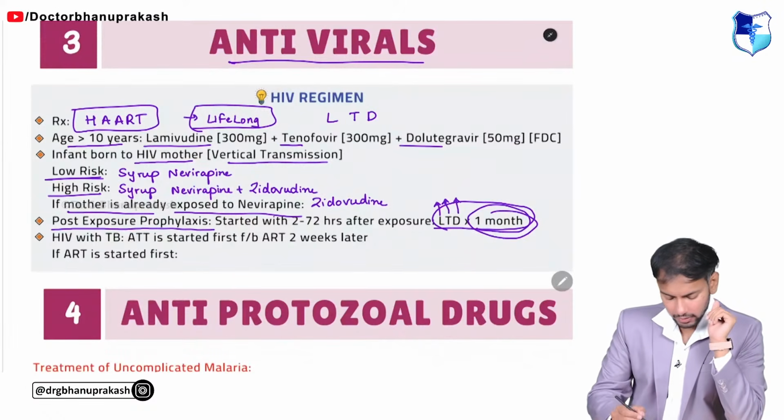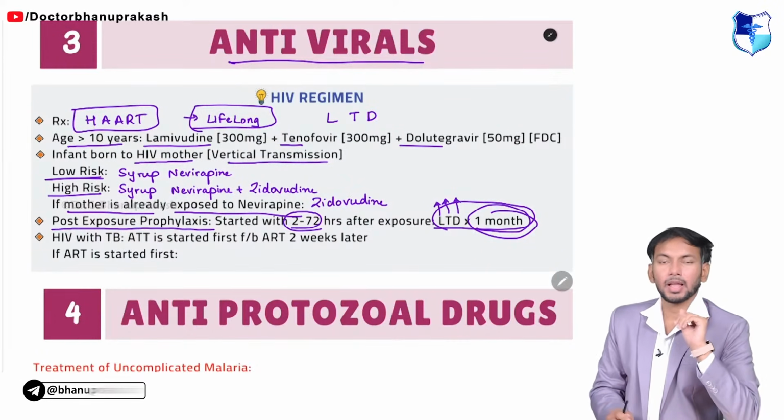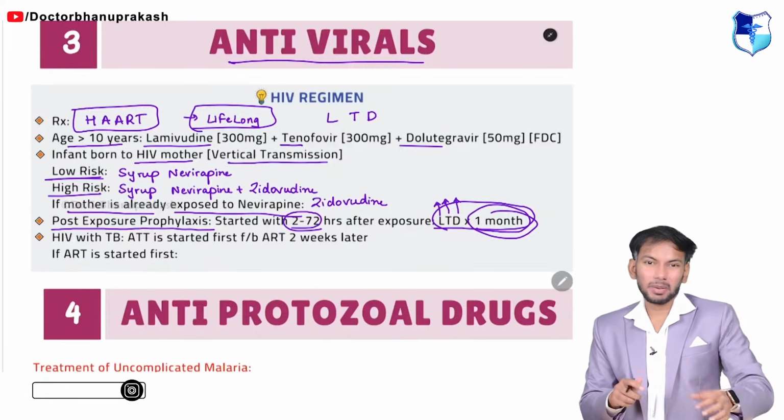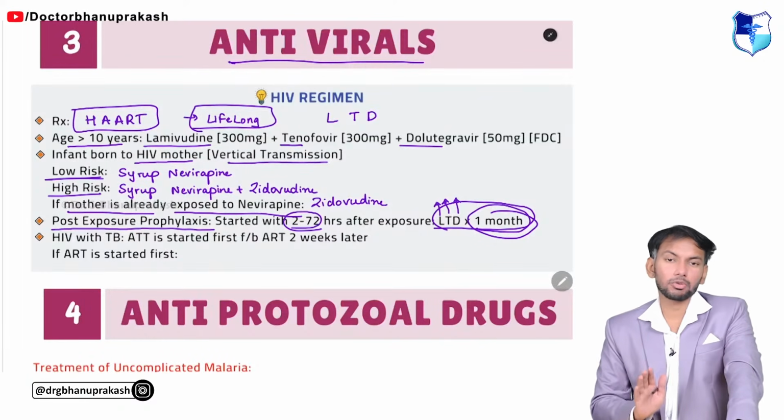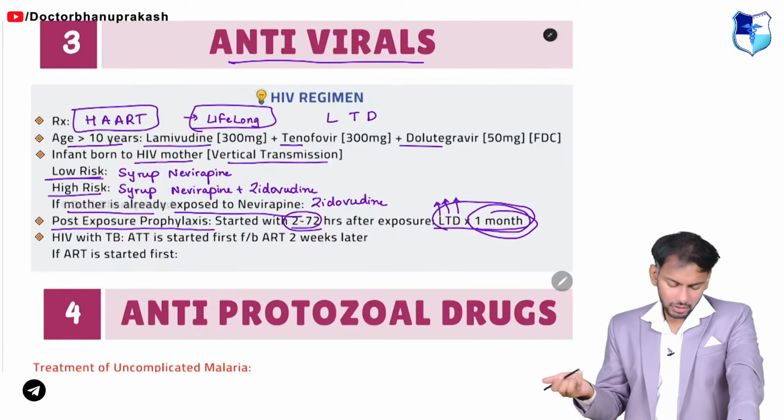But when should you start this? You should start this within 2 to 72 hours of exposure. As soon as the needle prick injury happens, within 72 hours, you have to start LTD and you should use it for 1 month and get it tested for HIV.